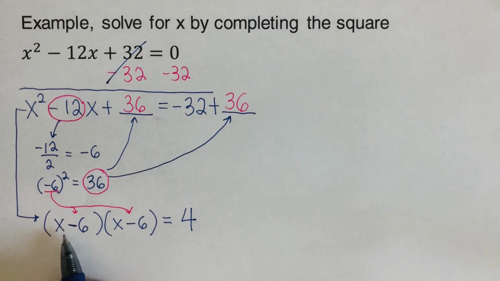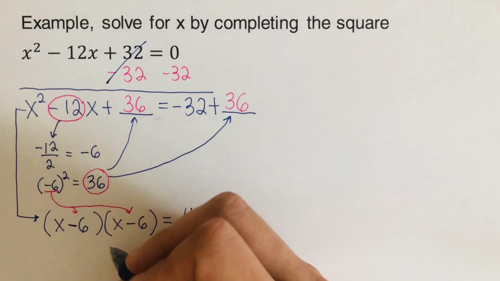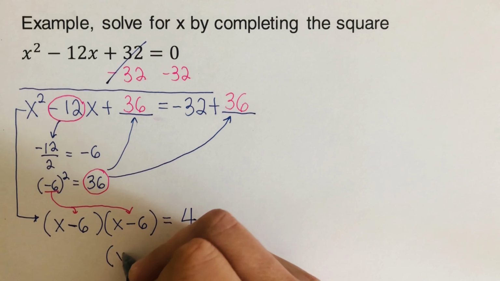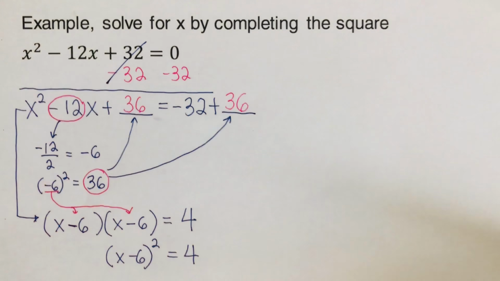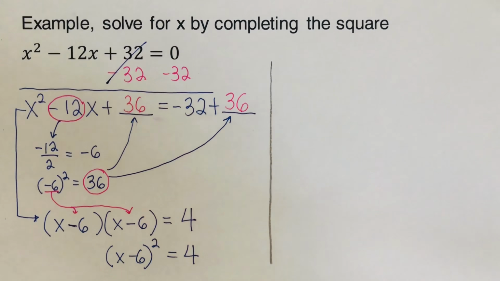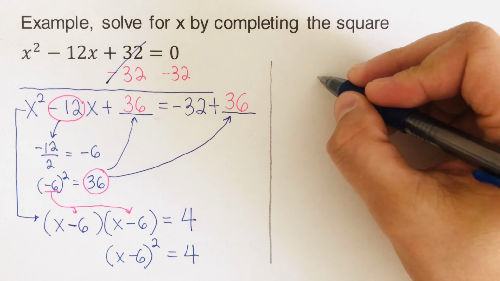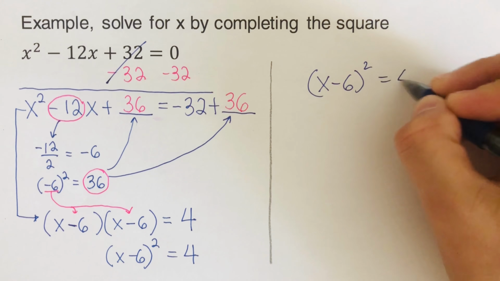So you see there are two x minus 6 written twice. So that means this is squared. So that's a perfect square. So I can go ahead and write x minus 6 squared is equal to 4. And then from here, we can already solve for x by using this equation. So I'm going to rewrite it over here. So that is x minus 6 squared is equal to 4.